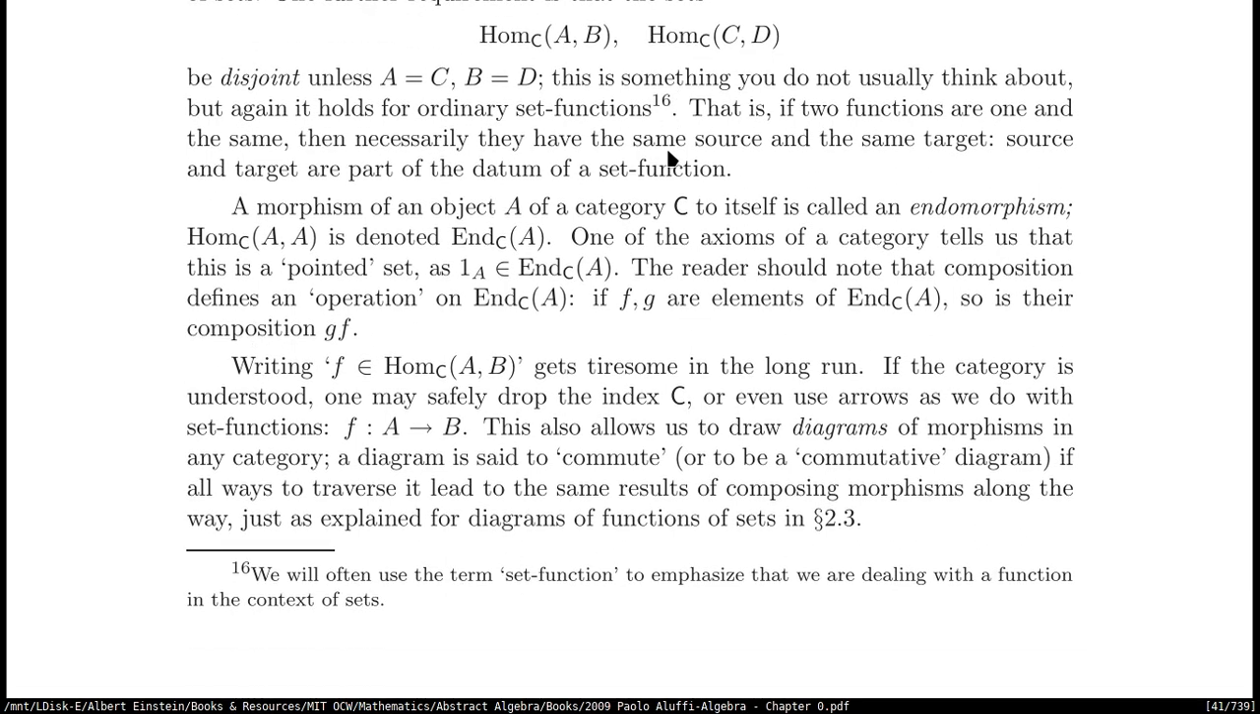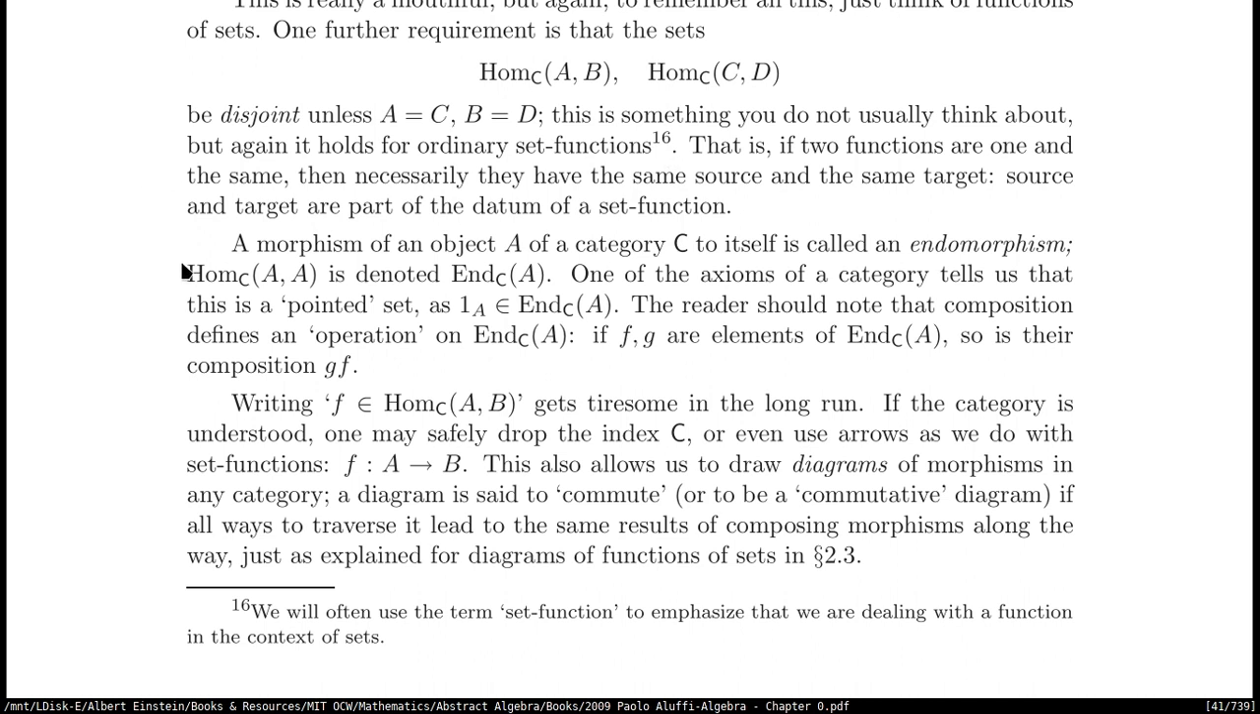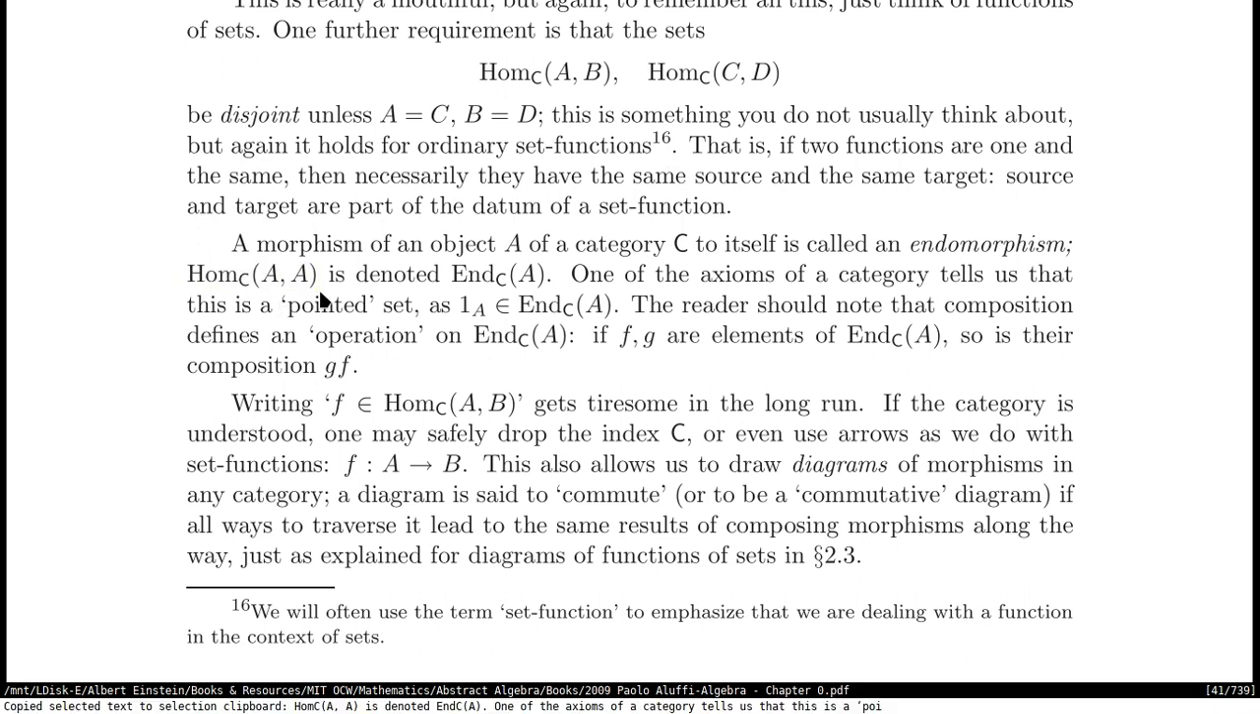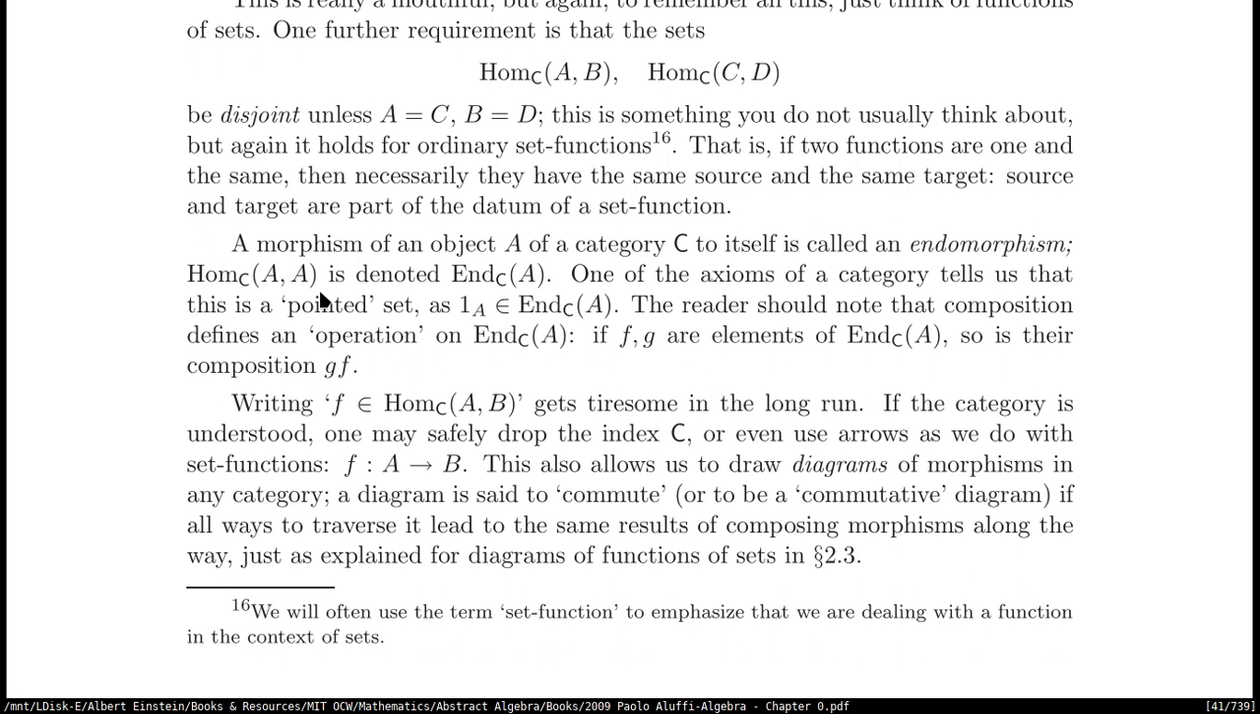So like we saw this before, if you have a Hom set for an object to itself, then it's an endomorphism. So a morphism of an object A to itself is an endomorphism, and endomorphisms are actually very special and important. I think we'll meet enough of those later in our course, but normally you meet them in linear algebra most probably.